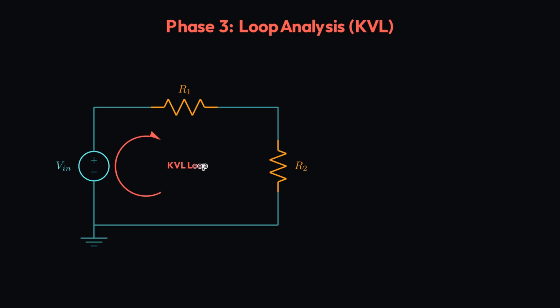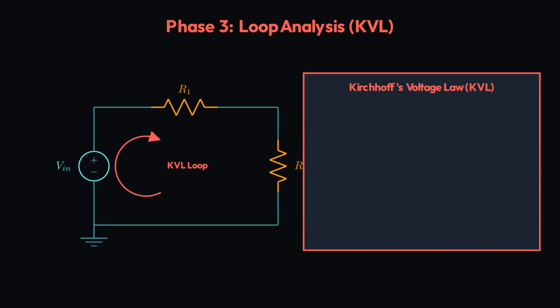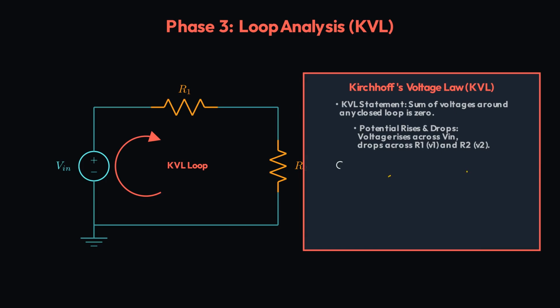Phase 3. Loop analysis using Kirchhoff's voltage law. Kirchhoff's voltage law states that the algebraic sum of all electric potential differences around any closed circuit loop must sum to 0. As we traverse the loop from the ground up through the source, the voltage rises by Vin. Moving through the circuit in the direction of conventional current flow, voltage drops across R1 by V1 and across R2 by V2 as energy is dissipated.